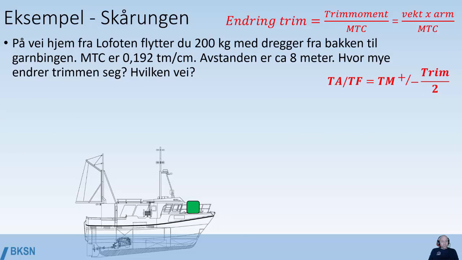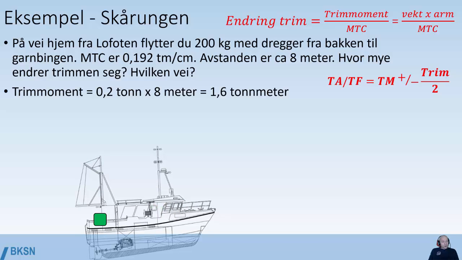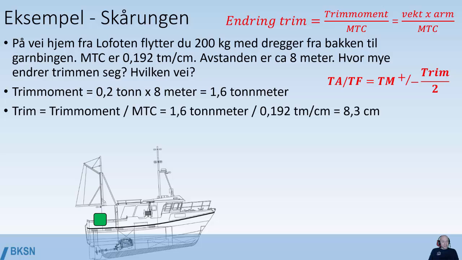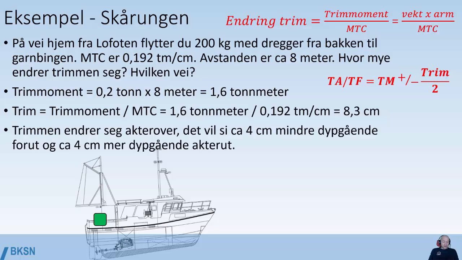Another example, on our way home from Lofoten, we shift 200 kilograms of small anchors from the forward part of the boat to the aft part. The MTC for this displacement is 0.192 ton meters per centimeter. And again, the distance is approximately 8 meters. So the trim moment in this case, 0.2 multiplied by 8 equals 1.6 ton meters. And the change in trim, we end up with 8.3 centimeters. And as we move the weight aft, the trim changes aft, which means that we have 4 centimeters less draft forward and about 4 centimeters more draft aft.